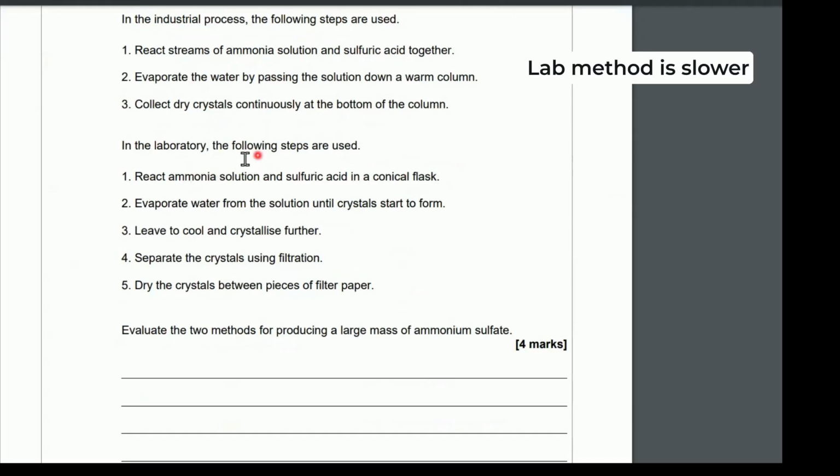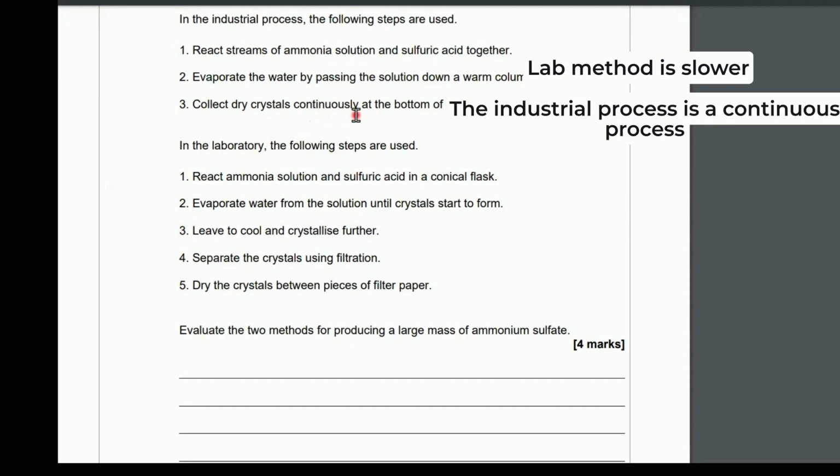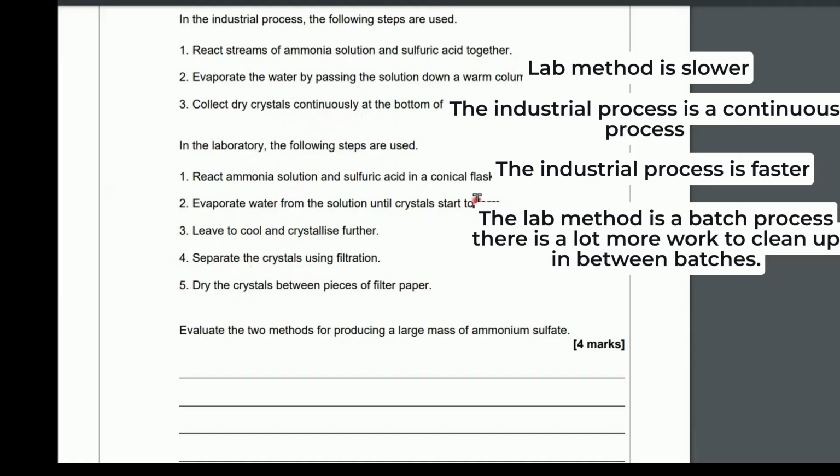One in the lab is going to take longer, because you've got to leave it to cool. The industrial one is a continuous process, so you never have to switch it off. You just keep adding reactants and it's constantly giving you product, so you're going to produce stuff faster. Here, this is a batch process. You make one batch, you have to wash all your equipment, chuck any leftovers away, clean up, and then make another batch. So this process is slower.